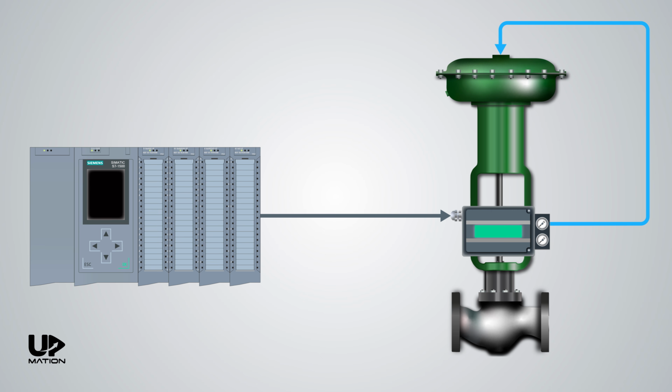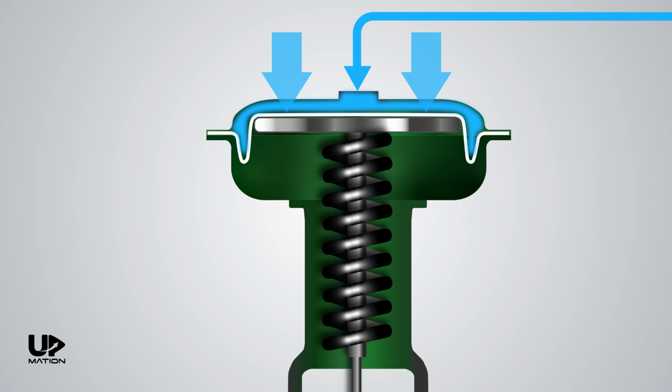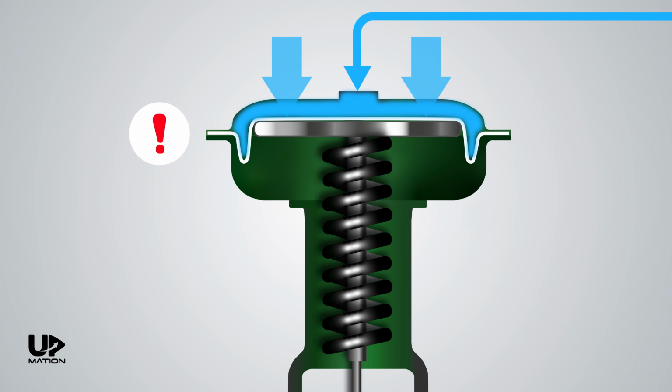So, with a simple calculation, we understand that in order for the PLC to open the valve for 50% of its full range, it should send a 12 mA signal to the positioner. Then the positioner will convert it to a 9 psi signal accordingly and will send it directly to the actuator. But wait, it sounds like the 9 psi pressure is not enough to move the actuator.